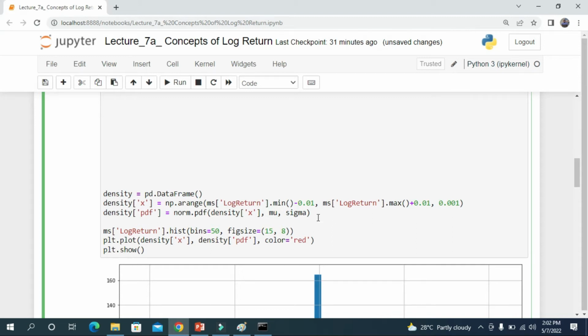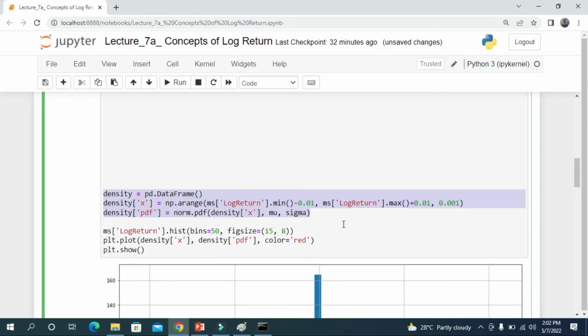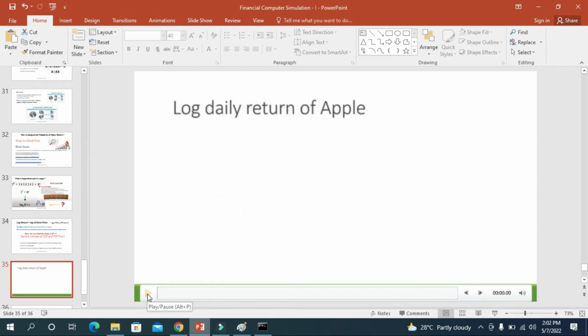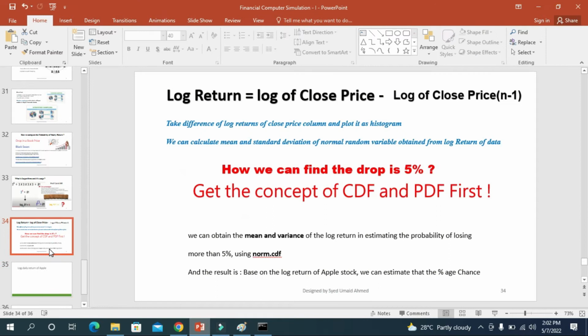But before going to the lectures as well, let me remove this and leave it here, and go towards the slides. I want to show you something in the slides. I have told you to take the difference of the log return of the close price column and plot the histogram. I have taken the difference, but I haven't plotted the histogram.